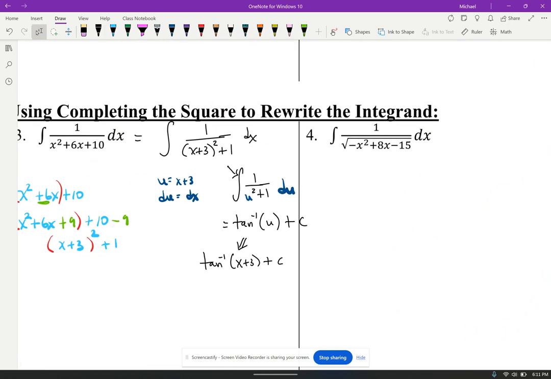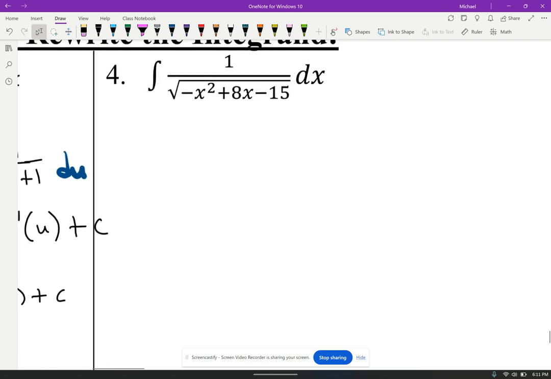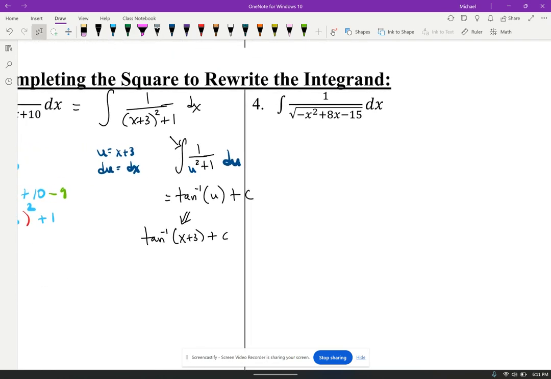Let's try that again. I definitely want to do number 4, because number 4 gives us a situation where we have to be very careful. The denominator is not just the quadratic, it's the square root of the quadratic. That's okay. I'm going to complete the square on the quadratic.